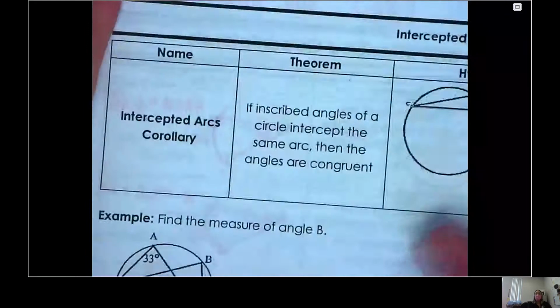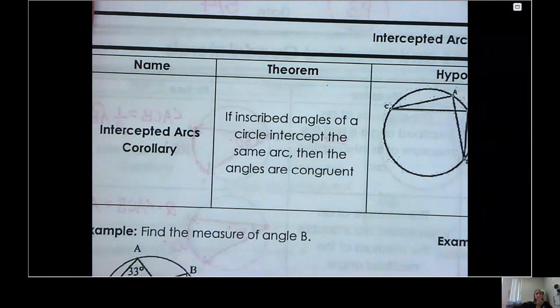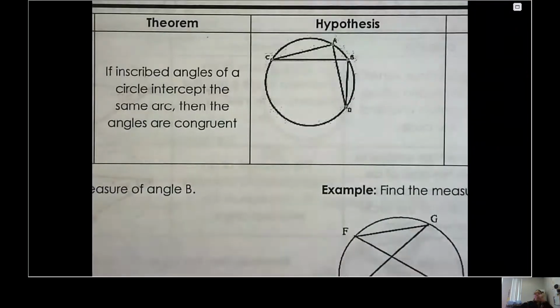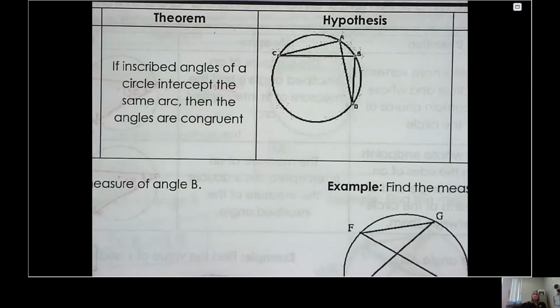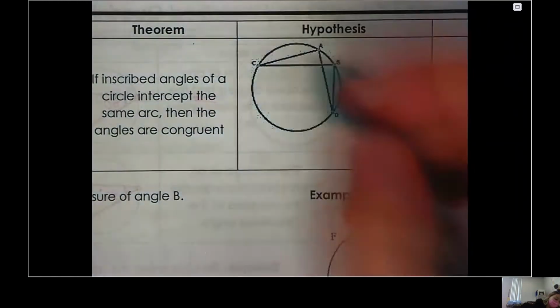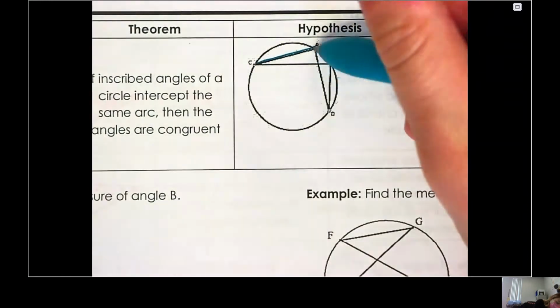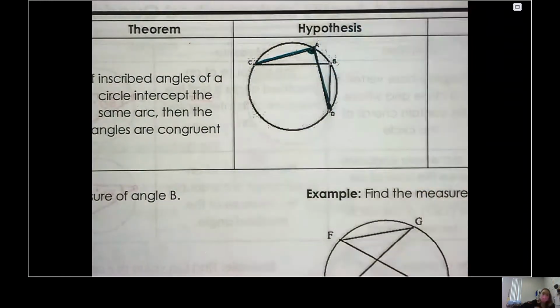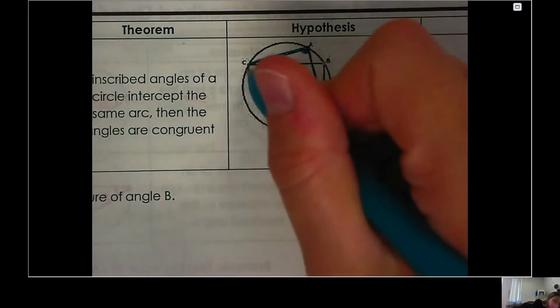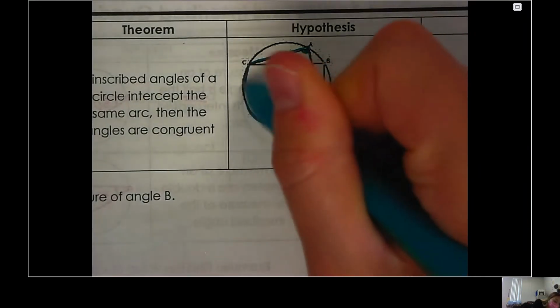Okay, first one. Intercepted arcs corollary. What does the word intercept mean? Crosses. Okay. Where they cross over each other, they intersect, right? So if inscribed angles of a circle intercept the same arc, the angles are congruent. So in this picture here, I have 2 different angles. My first angle is CAD. This piece right here, so angle A. Which arc does it match up with? CD. So this one matches up with this arc right here, CD.